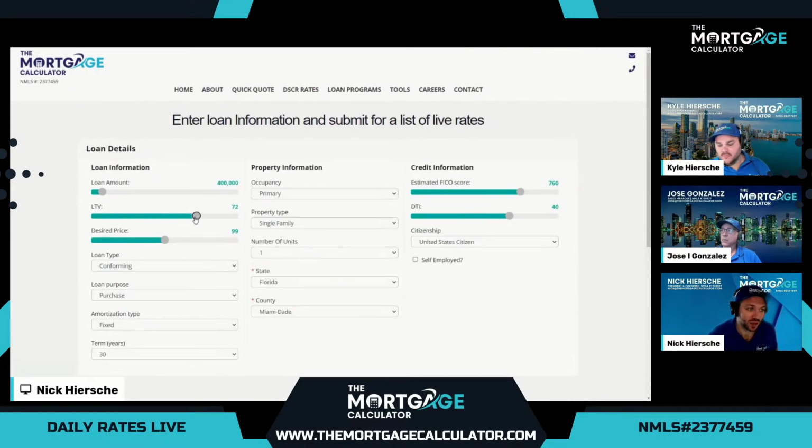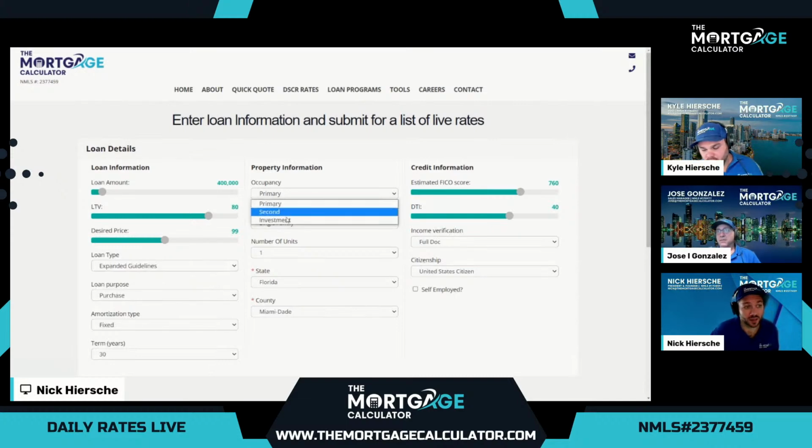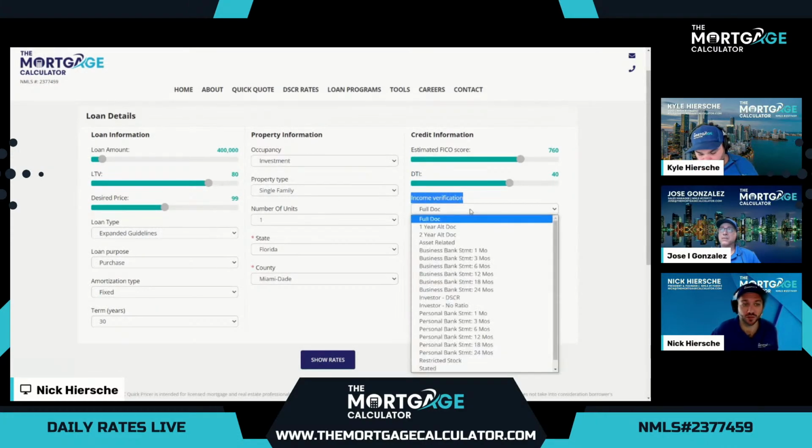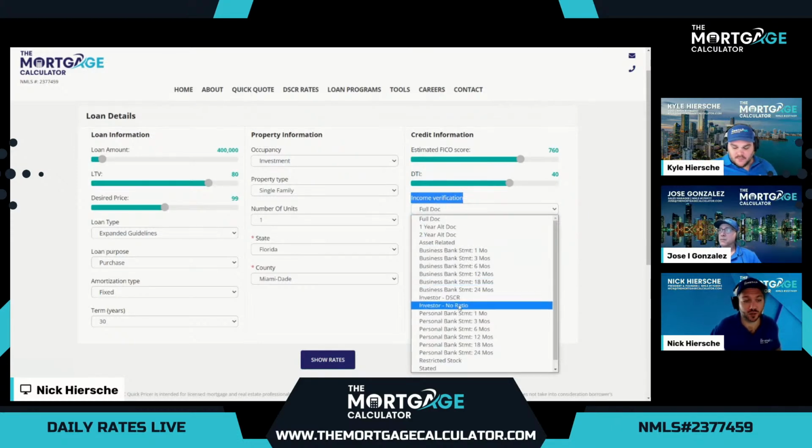Pull up the same exact scenario here. But this time we'll choose expanded guidelines, aka non-QM. Choose investment property. And now we see we have a couple new options to fill. First, our income verification option for all non-QM. Our most popular option by far for investment properties is going to be our investor DSCR.